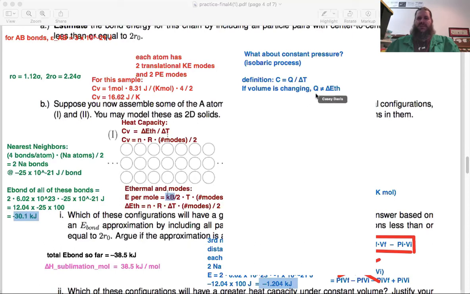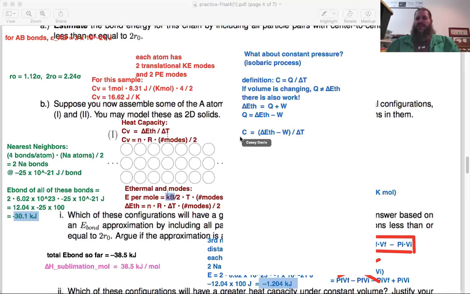There's not just heat, there's also what else? Yeah, there's also work. So delta E thermal is heat plus work, which means heat is going to be delta E thermal minus work. If we fill that in for the definition of heat capacity, it's going to be delta E thermal minus work divided by delta temperature.